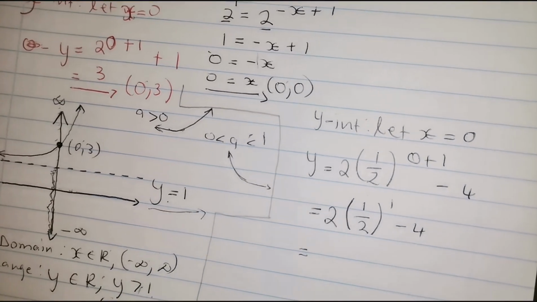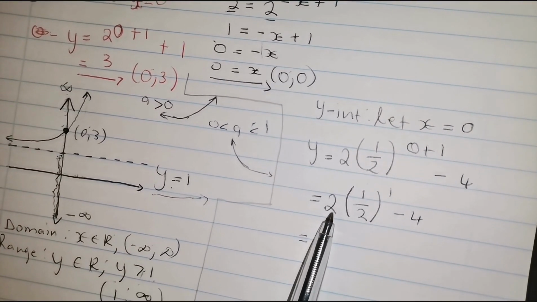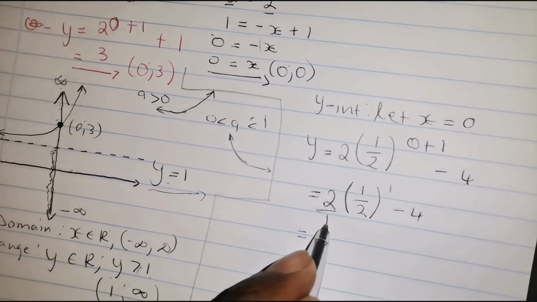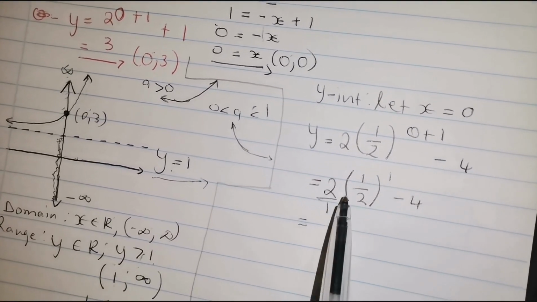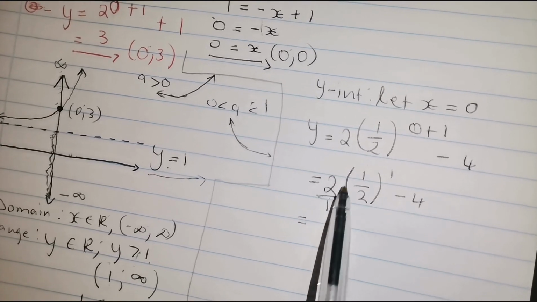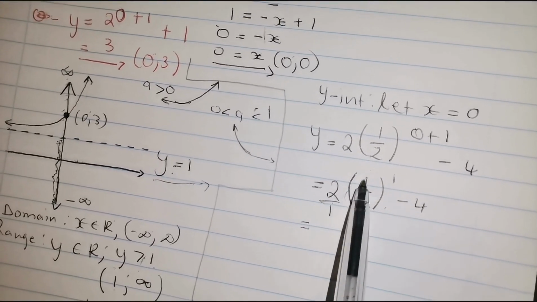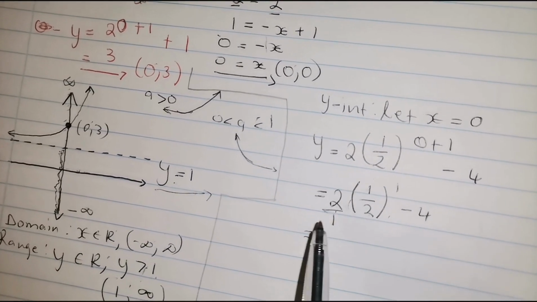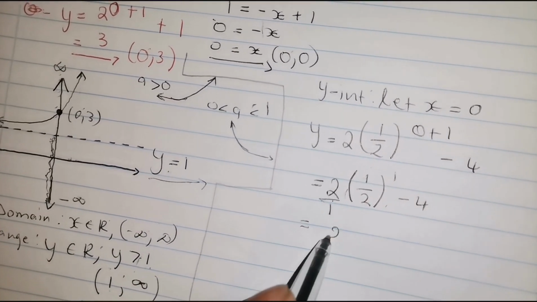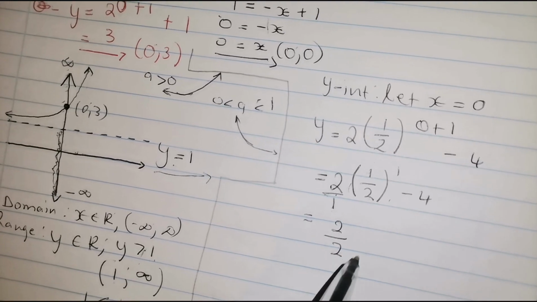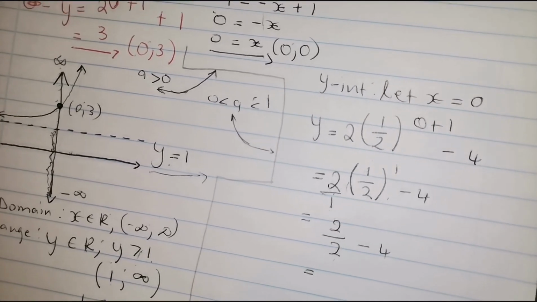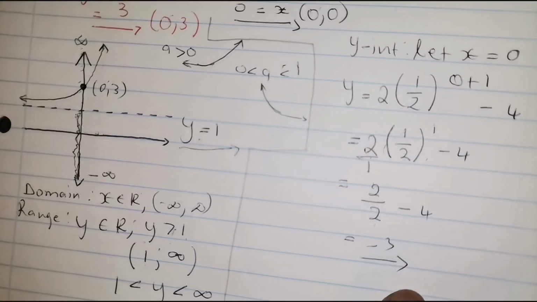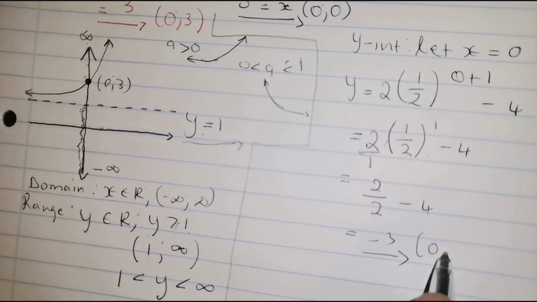Here it's so simple. 2 over 1 here, and 2 multiplied by 1 over 2. Numerator, denominator: you just multiply the numerator by the numerator, and the denominator by the denominator. 2 times 1 is 2, 1 times 2 is 2, minus 4. Then 2 over 2 is 1. 1 minus 4 is negative 3. Then you are done. The coordinates of the y-intercept are 0 and negative 3.